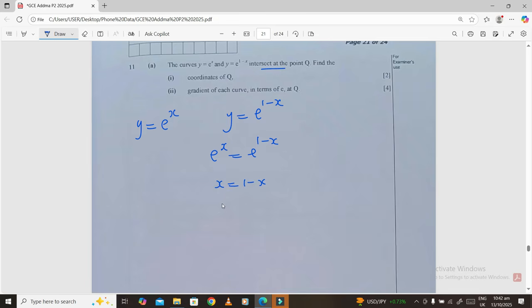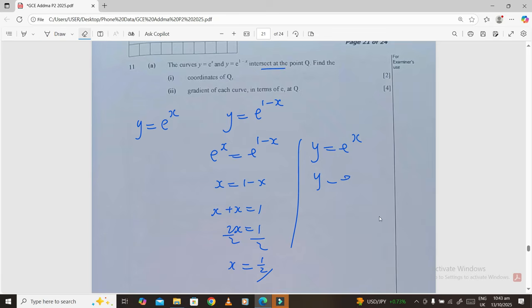And this, of course, will be x plus x is equal to 1. 2x is equal to 1. Divide by 2 by 2. x is equal to 1 over 2. So we found the x coordinate. For the y coordinate, we use one of the equations. We can say y is equal to e power x. y is equal to e.